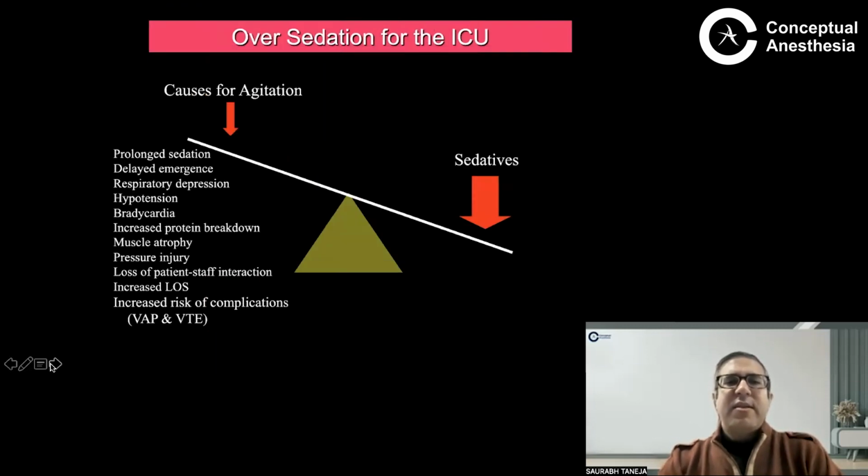Then the patients may be over sedated. So when the patient is over sedated, there is delayed emergence. When you try to wean the patient, respiratory depression, prolonged sedation. The patient may have hypotension or bradycardia depending on the side effects of the sedative agent that is used. When the patient is on the ventilator and there is prolonged ventilation because of over sedation, the patient may have muscle atrophy. The patient may not be able to prevent any pressure injuries, and delayed mobilization of the patient on the ventilator may lead to increased risk of complications like VAP or venous thromboembolism.